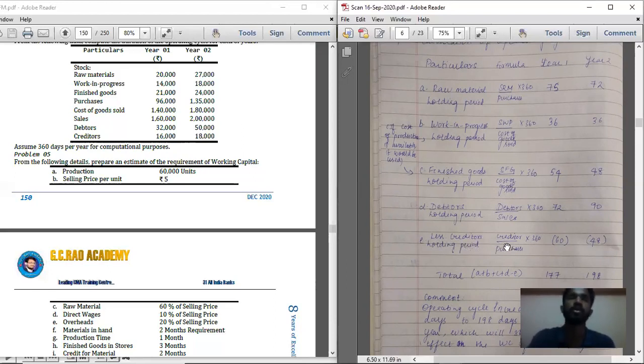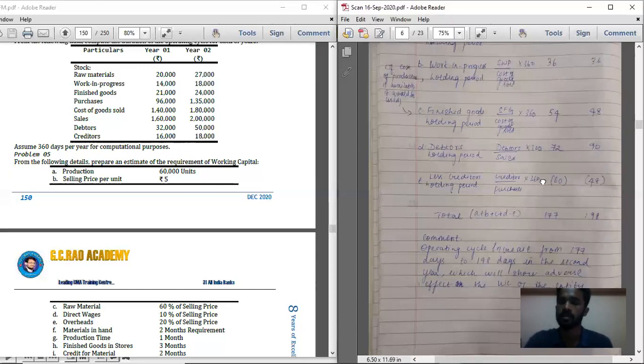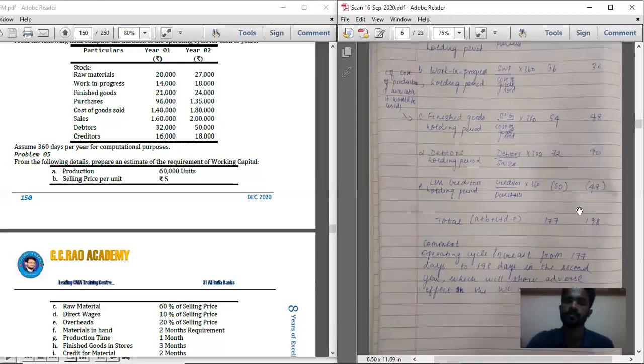For creditors, what will you normally use? For creditors, we will always use the purchase value of raw material. So here creditors divided by purchases into 360. Creditors is 16,000. In the formula, put creditors divided by purchase into 360. So what is creditors? 16,000. Purchase is 96,000. So 16,000 divided by 96,000 into 360, which is 60 days. Within bracket put 60 days.